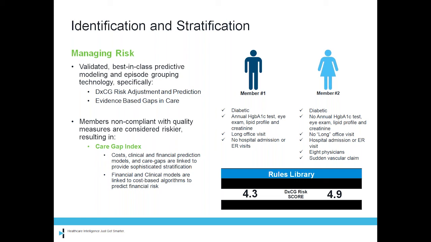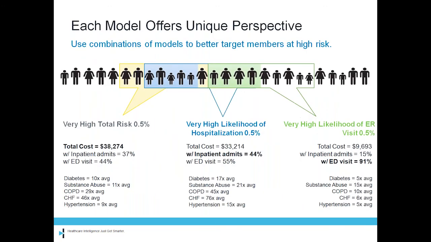And here on the right is a simple view of how that plays out. On the left-hand side, number one, you can see they're diabetic. They've had their annual A1C test, eye exam, lipid profile, have a long office visit, no hospital or ER admits. The member on the right hasn't been to the doctor, hasn't had a long office visit, maybe was in for some acute, maybe urgent care because they have a sore throat, hasn't had an A1C test, so they probably don't know how their pancreas is functioning. Is seeing 8 different physicians for various things, 7 vascular claims, so their risk score is higher.